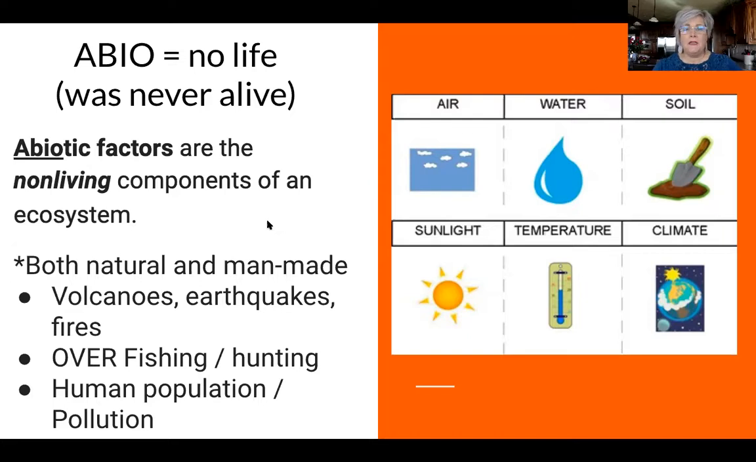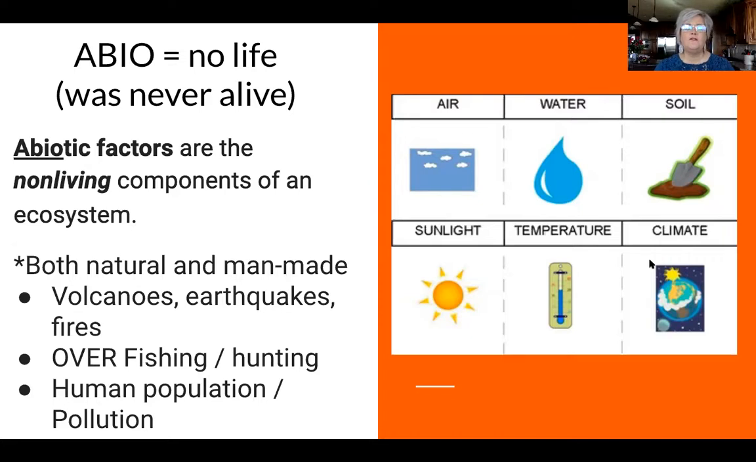As far as man-made, when you see the word "climate" over here, I know you guys immediately start thinking climate change and global warming. Remember, that's not all necessarily man-made. There are natural processes that release carbon dioxide in the air. And so if there's an increase in natural carbon dioxide or any of the other greenhouse gases, then that could affect the biotic factors in that ecosystem.